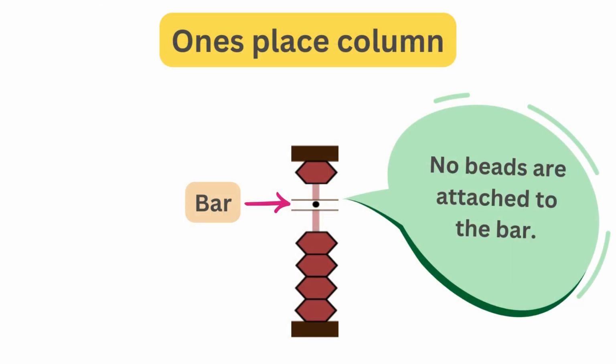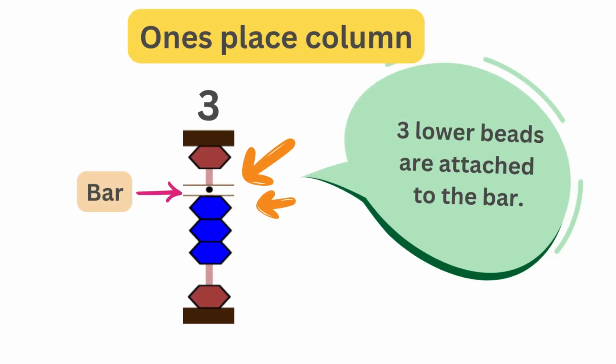Look at this picture of the ones place column. It has a value of 0 because there are no beads attached to the bar. Numbers show up when beads are on the bar. Take a look at this picture. There are 3 lower beads attached to the bar, so it has a value of 3. Notice that even though these 2 lower beads are not directly attached to the bar, they are moved towards the bar. So, we count them as attached to the bar.